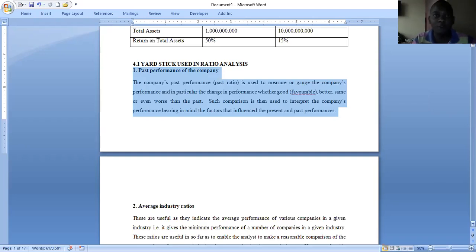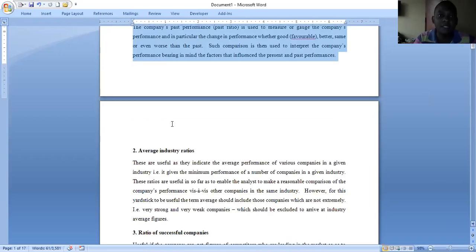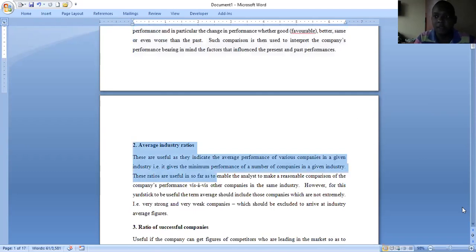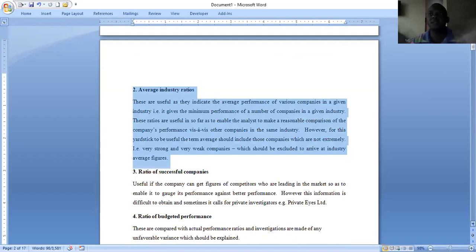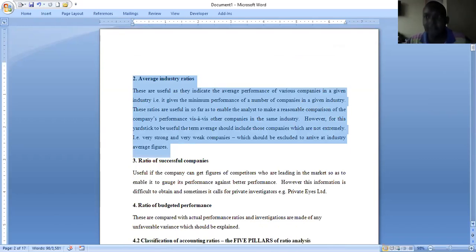Another yardstick of performance used in ratio analysis is average industry ratios. We all know that an industry is a collection of companies that produce the same item or the same product. So we can use the average industry measures to compare the performance and financial position of our business. We get the average and are able to tell the position at which our business is in the industry. This is by obtaining the ratios of the entire industry and then comparing these ratios with the ratio of our company or business.